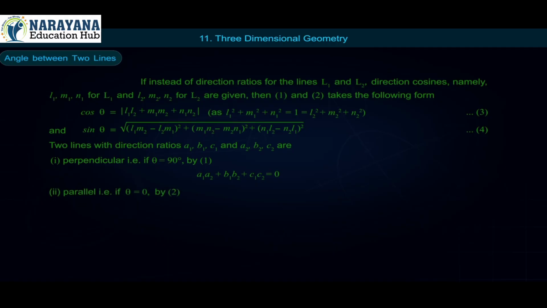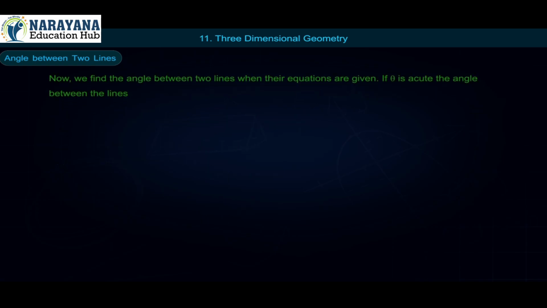Number 2, parallel, that is if theta equals 0, by equation 2, a1 upon a2 equals b1 upon b2 equals c1 upon c2. Now we find the angle between two lines when their equations are given. If theta is acute, the angle between the lines vector r equals vector a1 plus lambda into vector b1 and vector r equals vector a2 plus mu into vector b2.